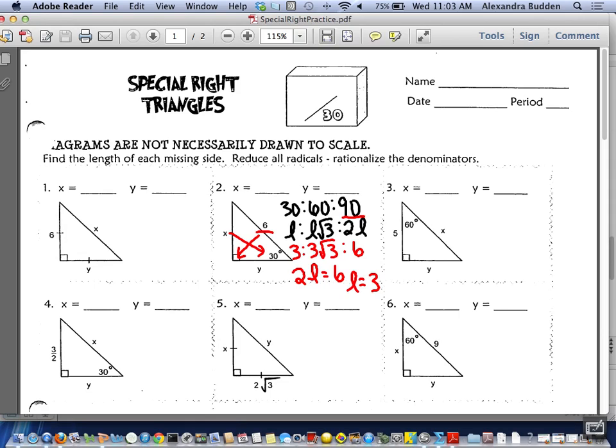X is across from the 30. Across from the 30 is 3, so X is 3. Y is across from the 60. Across from the 60 is 3 root 3, so y is equal to 3 root 3.